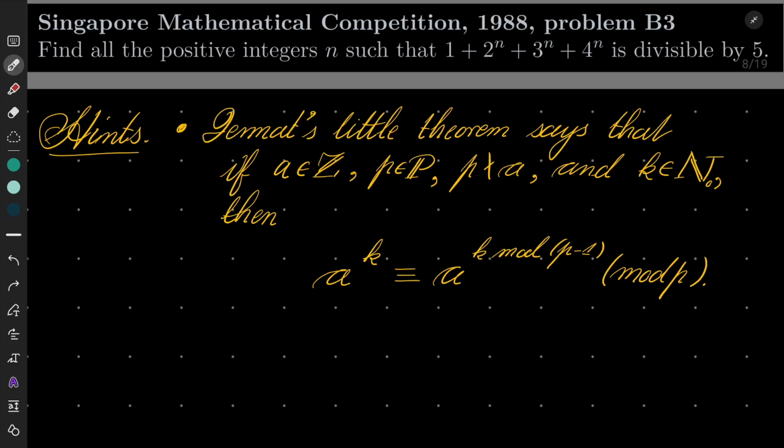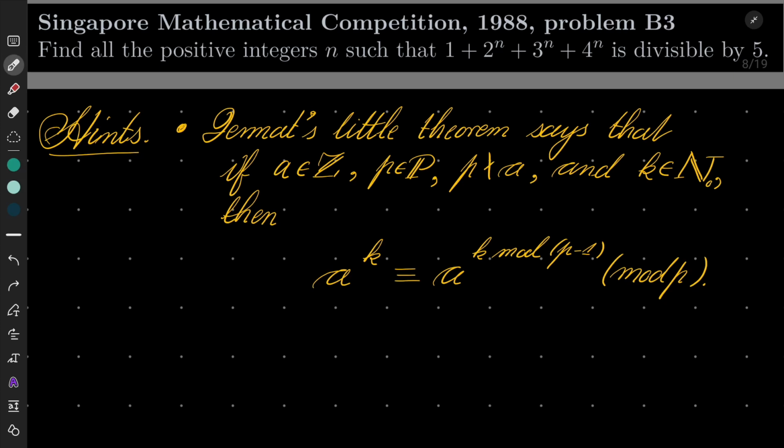Hello friends, in this video I'd like to solve the following problem from the Singapore Mathematical Competition 1988, problem number B3. We wish to find all the positive integers n such that 1 plus 2 to the power of n plus 3 to the power of n plus 4 to the power of n is divisible by 5. So this problem is really easy.